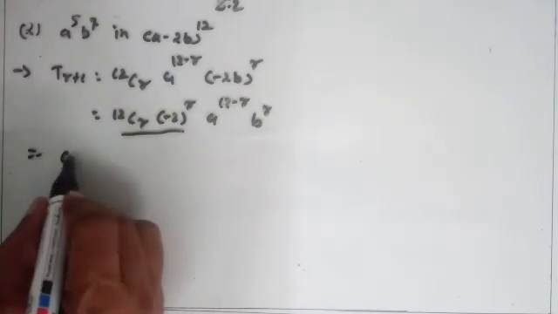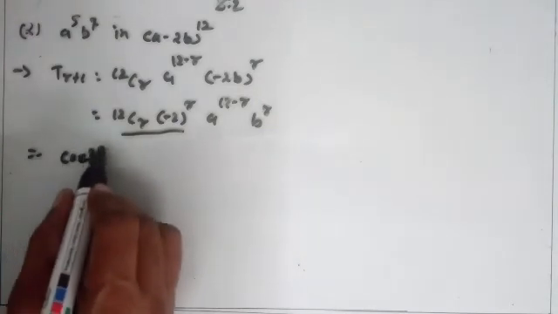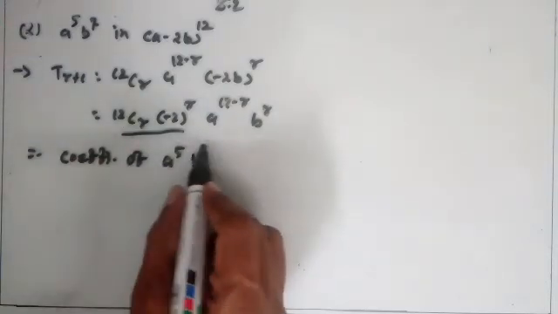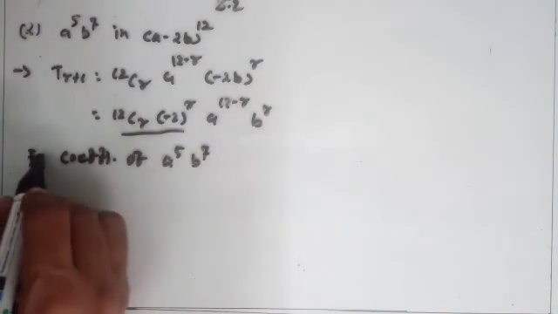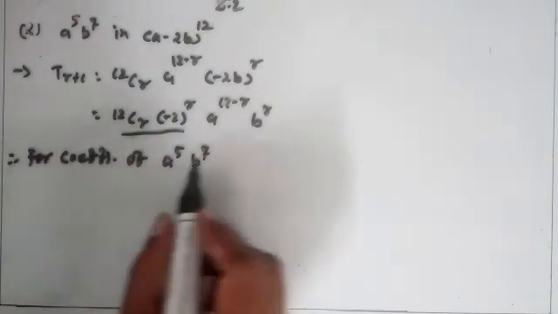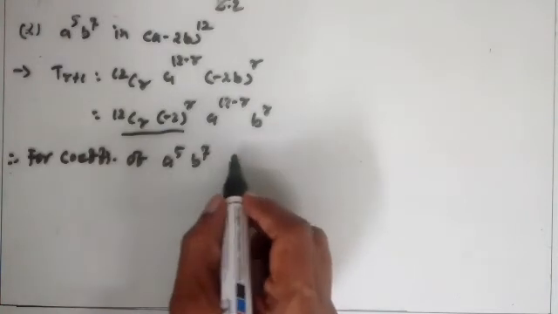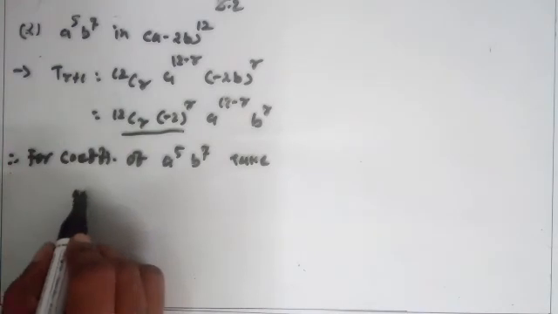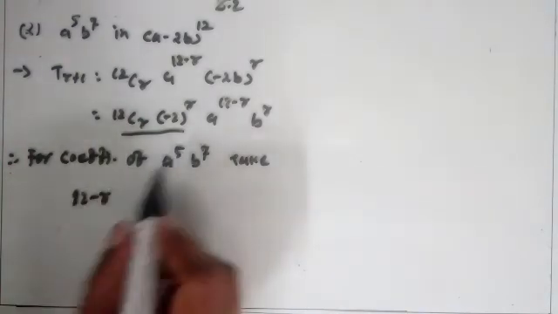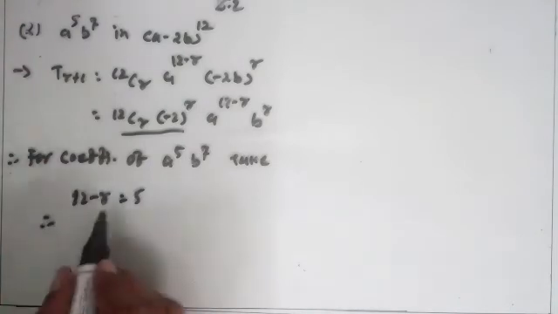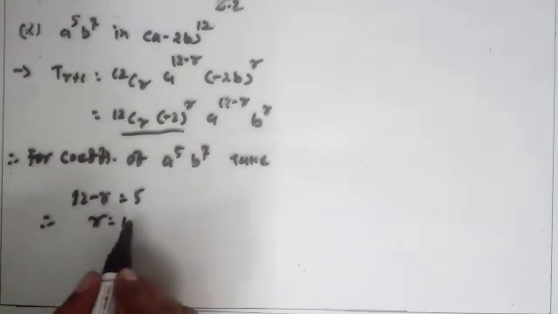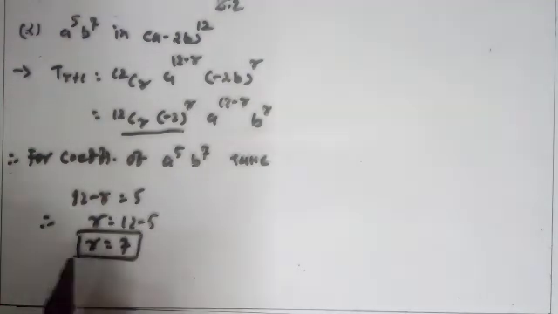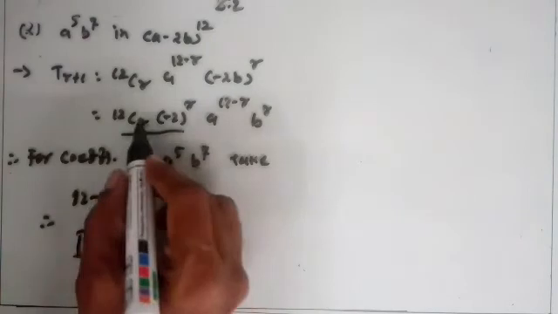Therefore, for coefficient of a raised to 5, b raised to 7, take 12 minus r, the power of a, equal to 5. Therefore, r take this side, so r is equal to 12 minus 5, which is 7. So r is equal to 7. Now r is equal to 7, put here.